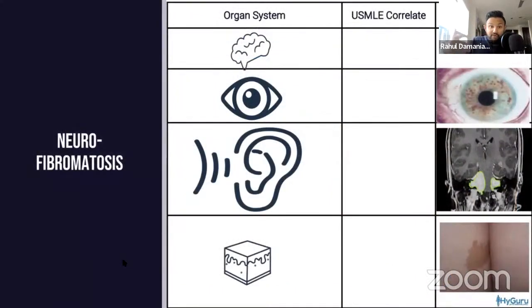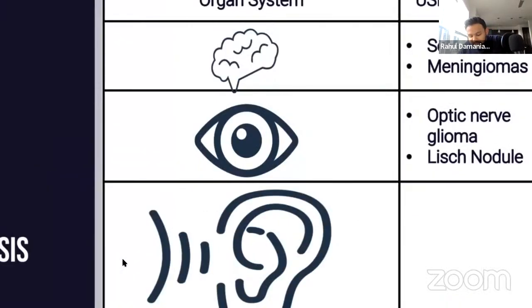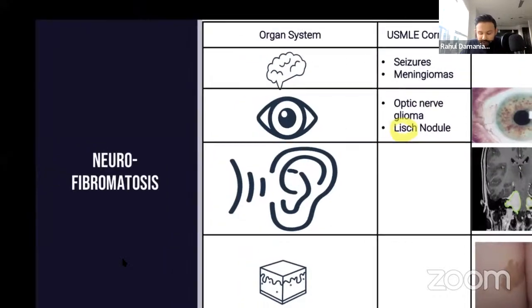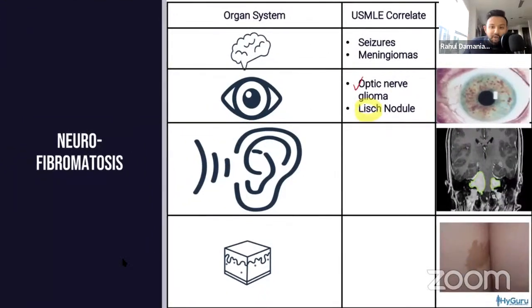So let's go ahead and integrate some high yield content review for neurofibromatosis. When it comes to neurofibromatosis, the brain pathology that you will see are meningiomas as well as seizures. The eye findings, which is what the answer was in our previous question, will be related to these hamartomas in the iris, also known as Lisch nodules. Patients with neurofibromatosis are also at risk for optic nerve gliomas. So maybe they will have an afferent pupillary light defect. Maybe they will have some sort of vision loss.